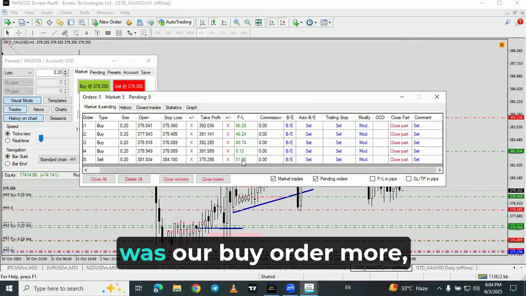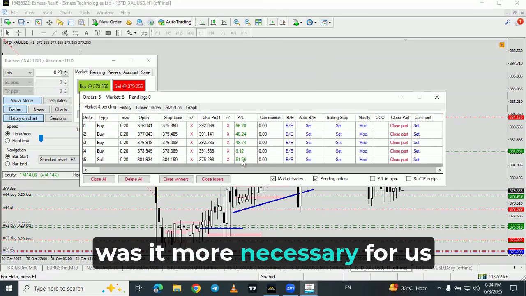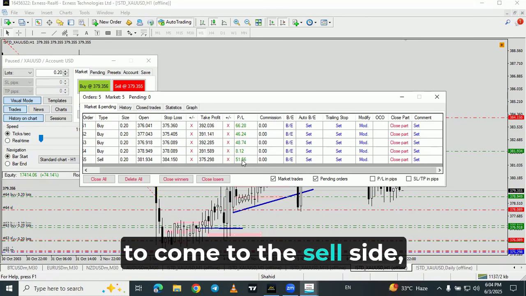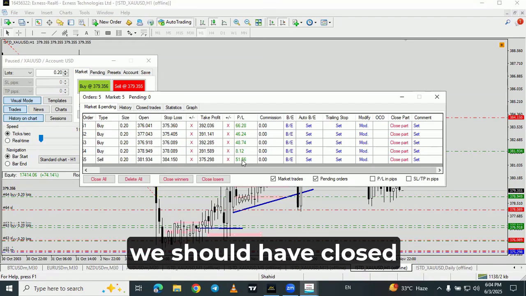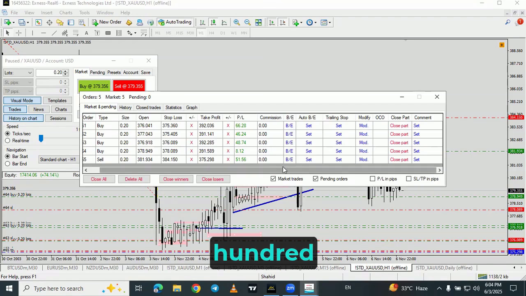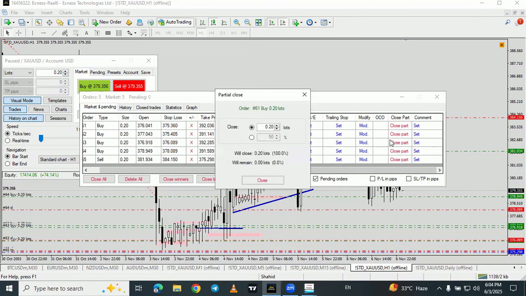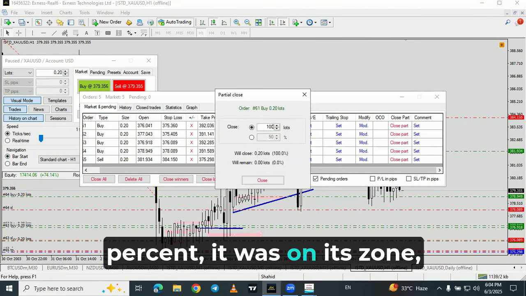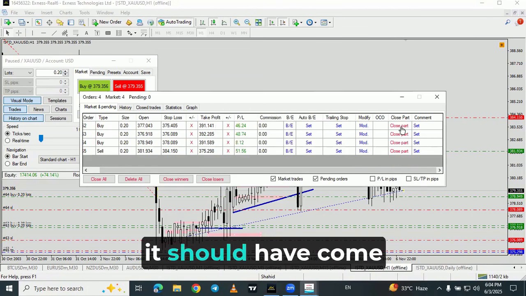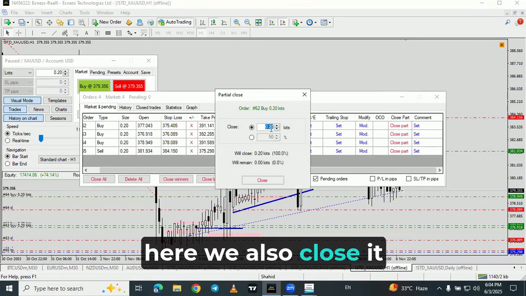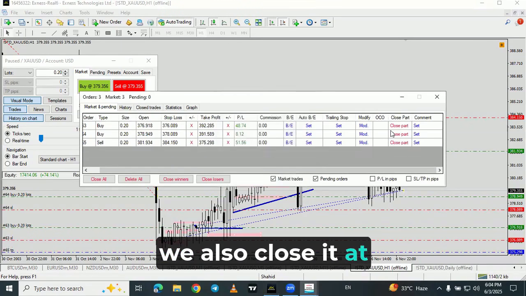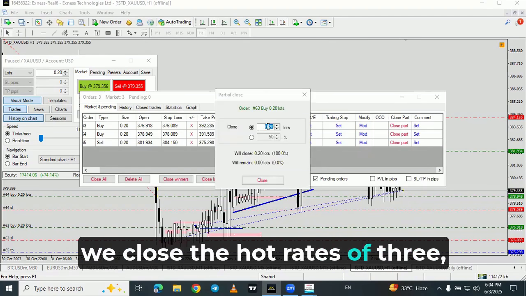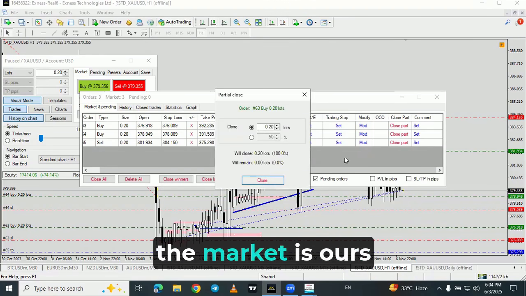If you tell me here was our buy order more, was it more necessary for us to come to the sell side? So what should we have done here? We should have closed our buy position 100%, but it was on its zone, though, which we were targeting. It should have come to the market. Here we also close it at 100%. We close the trades at a ratio of 3. We let one run because the market is ours.